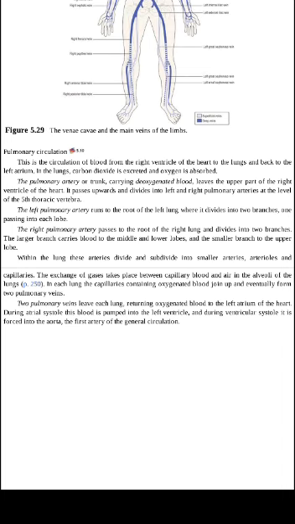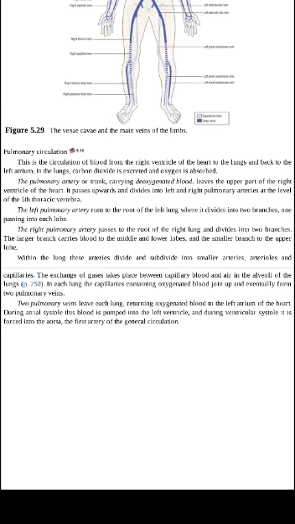Now the pulmonary artery basically divides into right and left pulmonary artery. The left pulmonary artery runs to the root of the left lung, where it divides into two branches. And the right pulmonary artery passes to the root of the right lung, and it also divides into two branches. Within the lungs, these arteries divide and subdivide into smaller arterioles and capillaries, so that the exchange of blood is much easier as compared to a vessel with a wider diameter. Now the exchange of gases takes place between the capillary blood and the air in alveoli.